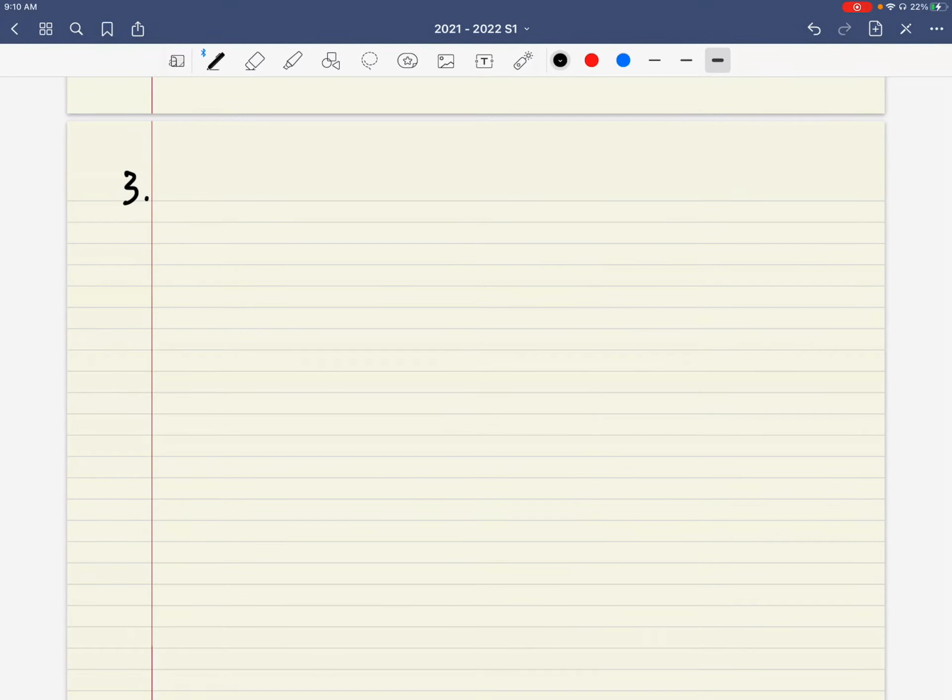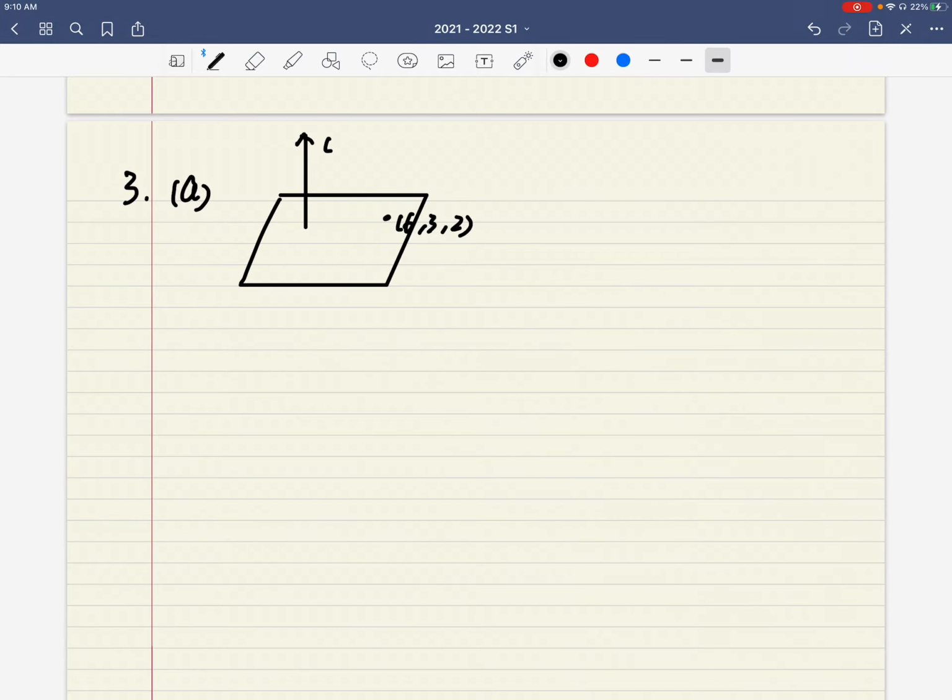Okay, problem 3. Find the equation of the following planes. So, part A, the plane contains a point 6, 3, 2, and is perpendicular to a vector. Its normal vector is negative 2, 1, 5. Okay, so how do you get the equation describing this plane?